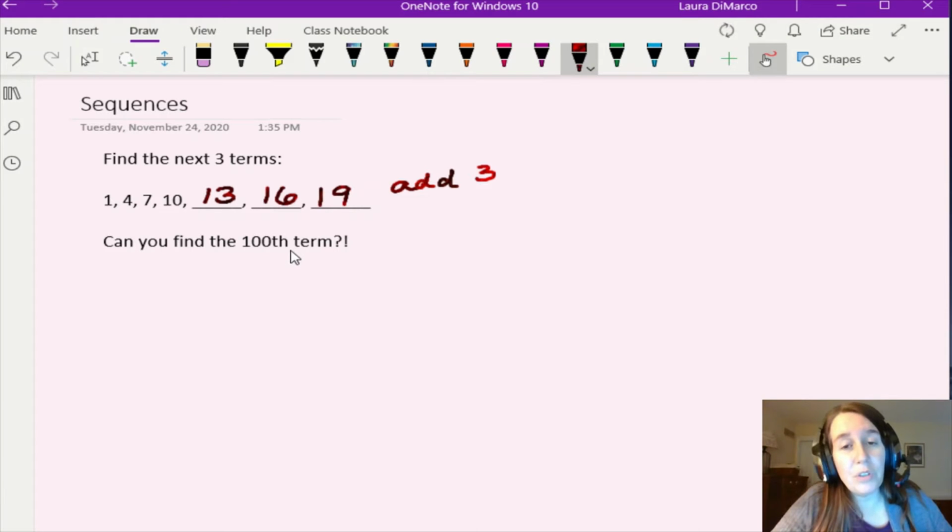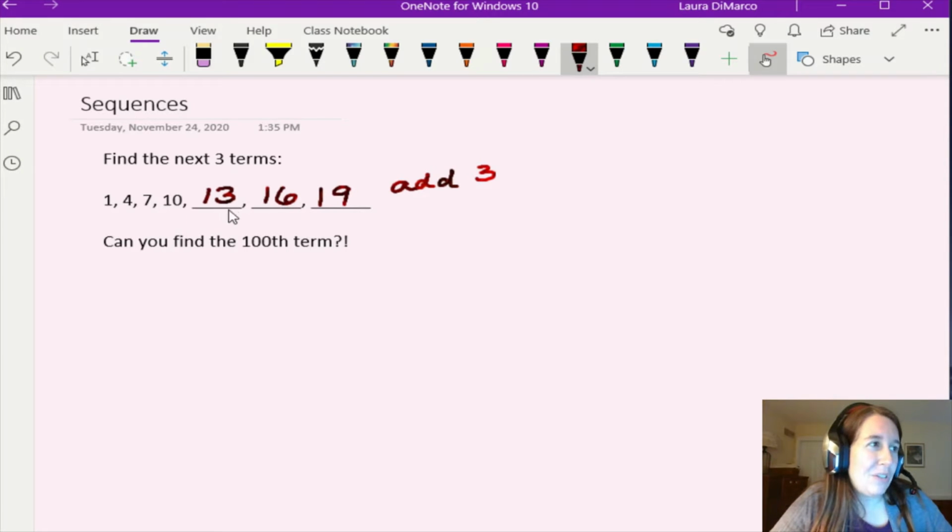And I truly hope that nobody just kept adding threes until they got to the 100th term. That is time consuming. It's easy to get it wrong because it's easy to miscount a little bit. So obviously that was not what I was hoping that you would do. I was hoping you would think about it a little bit, okay? So let's try to see if we can figure that out.